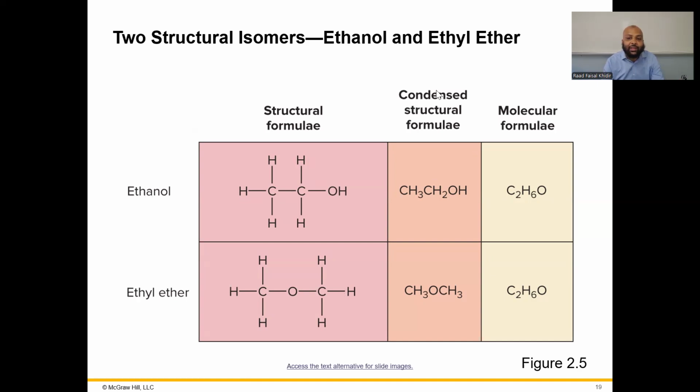So now look at the condensed structural formula. The condensed structural formula for ethanol is CH3 representing this side, CH2 in the middle, OH to the outside. And the structural formula for ethyl ether is CH3 on both sides and in the middle is O. But the molecular formula is the same. The molecular formula is how many atoms I have, but the condensed structural formula is different because I arrange them differently.